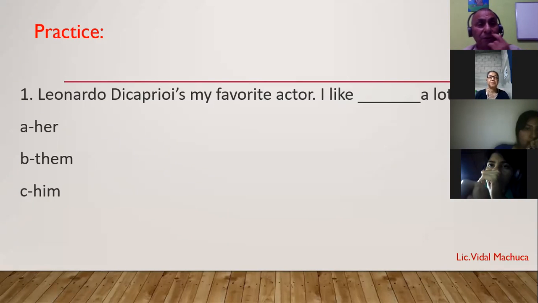Yes. Leonardo DiCaprio is my favorite actor. Entonces, Leonardo DiCaprio es mi actor favorito. I like, ¿cómo voy a decir aquí? Her, he, them o him? Him. I like him. Very good. I like him a lot.